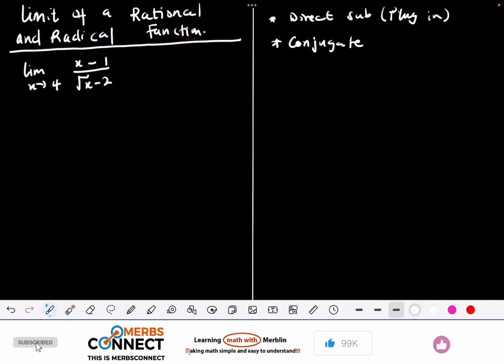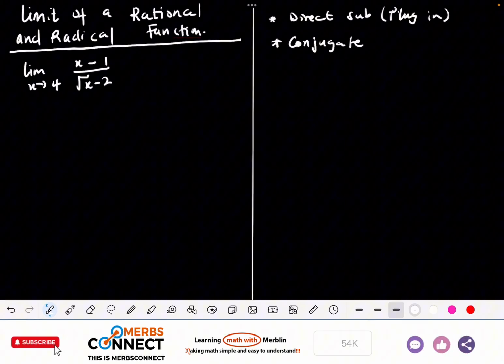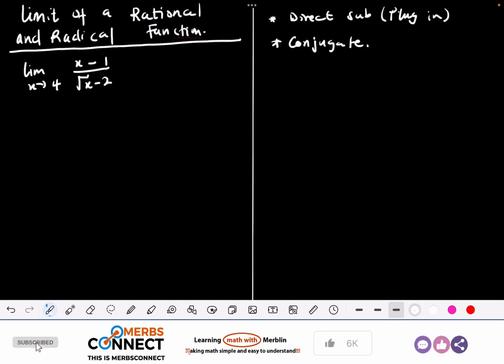So the next thing that we need to do is find the conjugate to multiply. We find the conjugate, we simplify, and we plug in, or we do direct substitution. That's what we are going to do. So now, since direct substitution is not going to work, what can we do? We can find the conjugate. So let's try and find the conjugate.